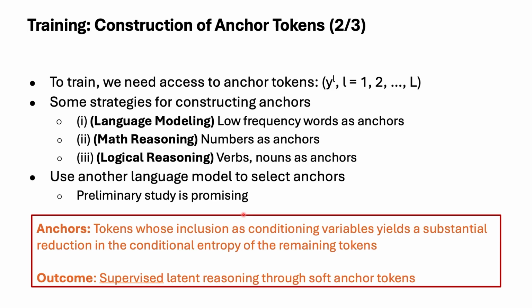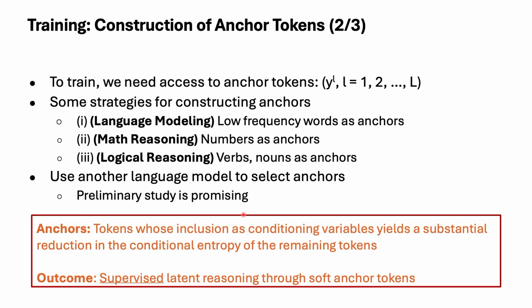So really what you want, recall, is that anchors are a small set of words which, if you know them, would help decode the rest much easier. Mathematically, they're conditioning variables which yield a substantial reduction in the conditional entropy of the remaining tokens. A heuristic is simply low-frequency words. For math reasoning, it could be numbers as anchors. For logical reasoning, just extract the verbs and nouns and make them anchors. Or you could actually use a different language model to pre-process and create this anchor data set, to append these anchor tokens to your actual sequences.